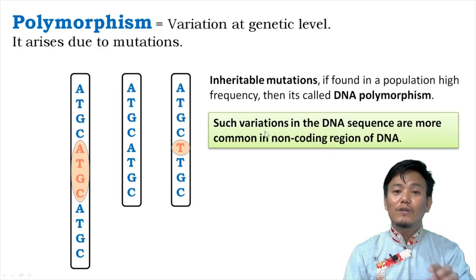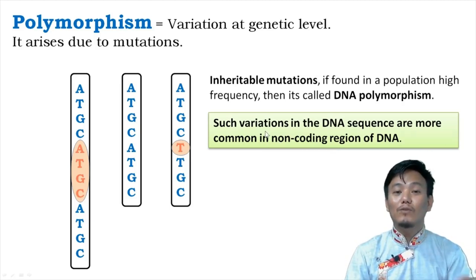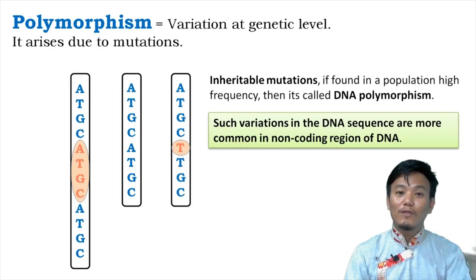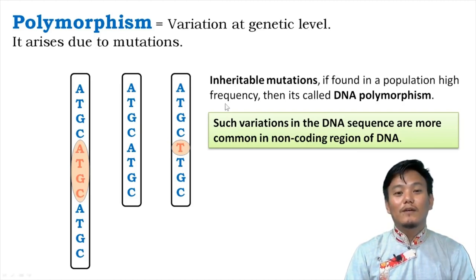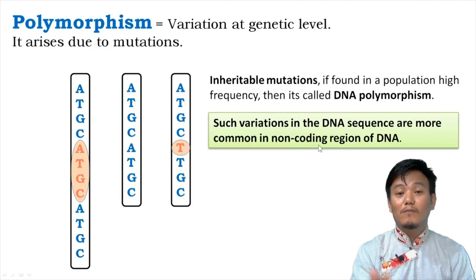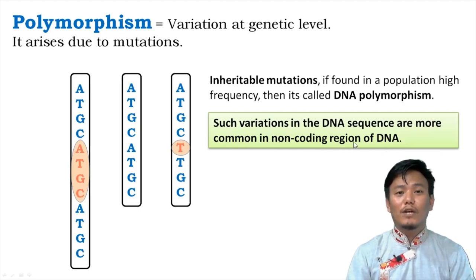Now imagine if a mutation occurs at a coding region. What will happen if the mutation occurs at the coding region? It will affect the phenotype. And the phenotypic change can be either positive or it can have negative effect. So if it has got negative effect, the individual will be removed from the population through natural selection, right? But these kinds of mutations which occur in non-coding region, since it does not affect the survival capability of the individual, right? Therefore, these mutations are passed on from generation to generation and they become more common. Okay, so such variations in the DNA sequences are more common in non-coding region. I hope you got the logic.